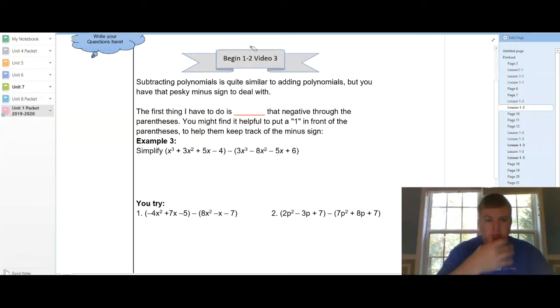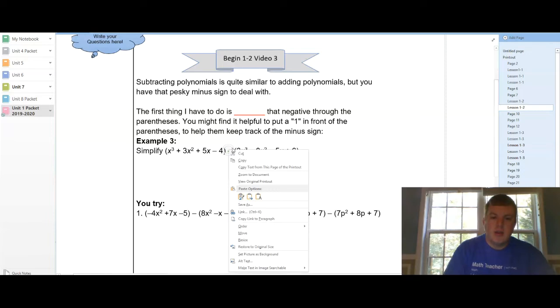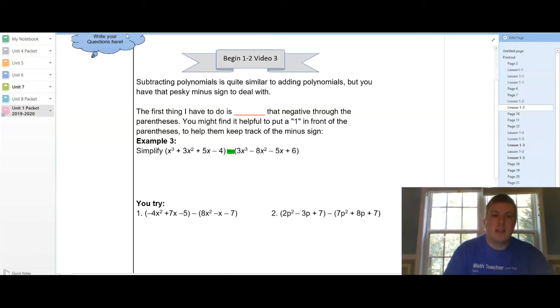If we look at example 3, we have: simplify the quantity x cubed plus 3x squared plus 5x minus 4, and then we're going to be subtracting the quantity 3x cubed minus 8x squared minus 5x plus 6. You'll notice that, instead of having a plus sign in between, we have a minus sign that we have to deal with. The way we're going to deal with that is by distributing that negative through the parentheses.